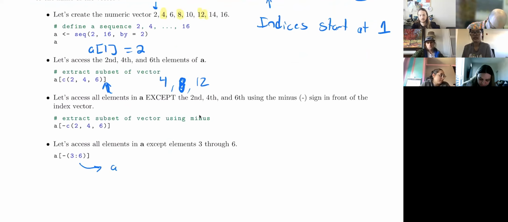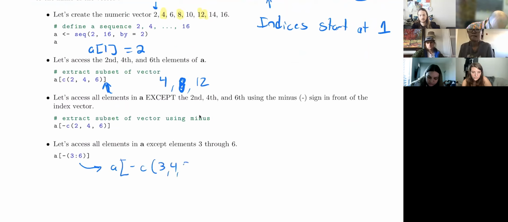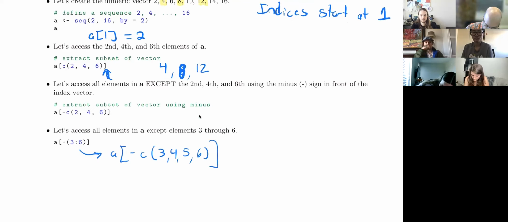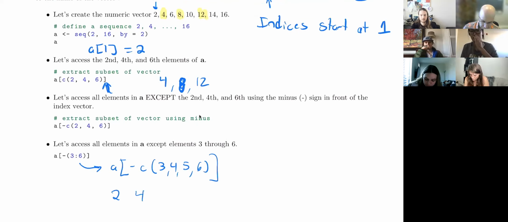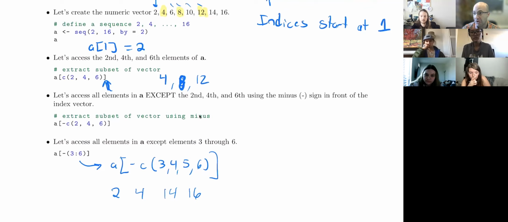And so this line is doing a couple of different things. Whoops, we stopped at 6 here. This 3:6 is telling me all of the integers starting at 3 and ending at 6. And the minus sign in front of that is telling me these are the entries you want to exclude. So this would therefore pull off the first two entries. Then it's going to skip 3, 4, 5, and 6. I think I'm doing this right. And then that leaves the 14 and the 16 left over. So there are different ways of combining these techniques for extracting values out of the vector.